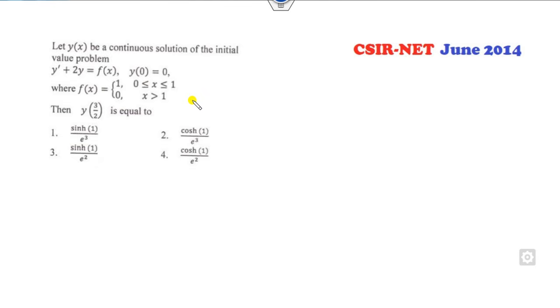Okay, look at this another one. y is a continuous solution of the initial value problem y dash plus 2y is f(x), where f(x) is, just like say, this step function. Then find y of 3 by 2. I think it's very simple. You can solve this equation. How can you solve this equation?